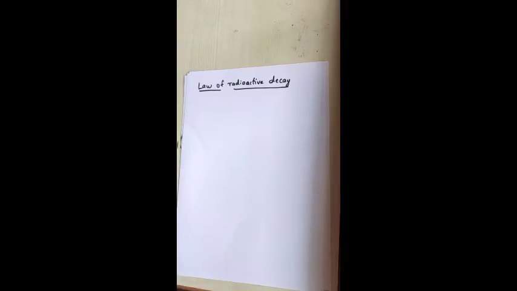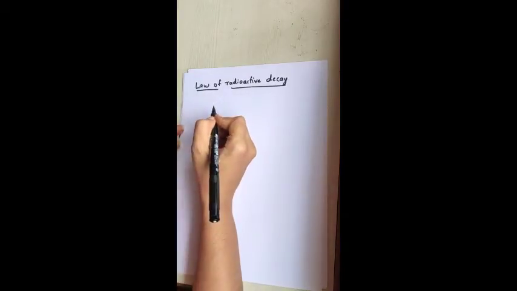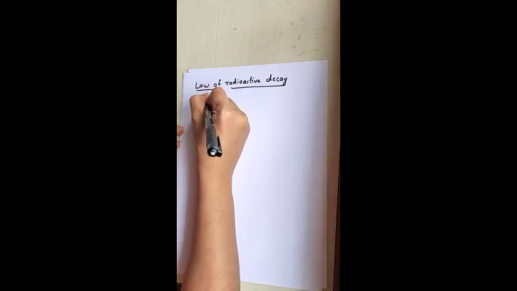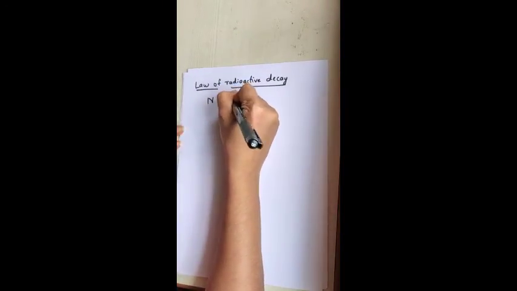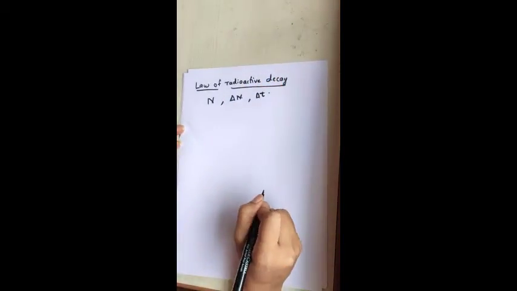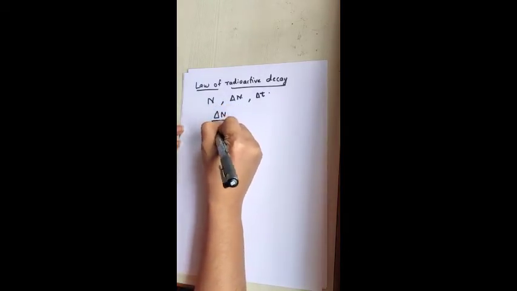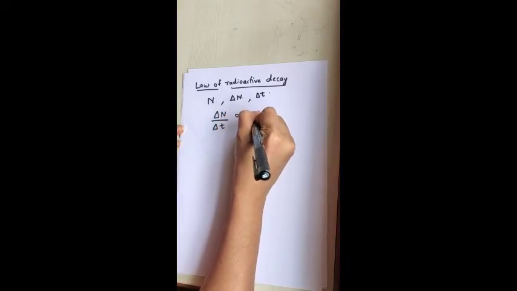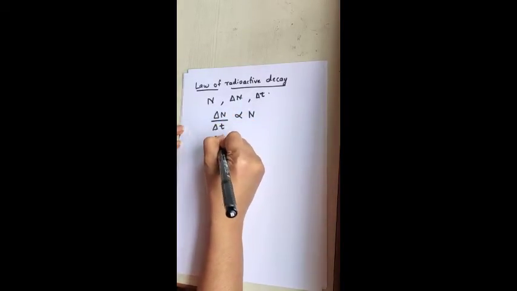The next topic is the law of radioactive decay. The law states that the number of nuclei undergoing decay per unit time is proportional to the total number of nuclei in the sample. Suppose there are n nuclei in the sample and among them delta n undergo decay in the time delta t. Then according to the law of radioactive decay, I can write delta n divided by delta t is proportional to n.